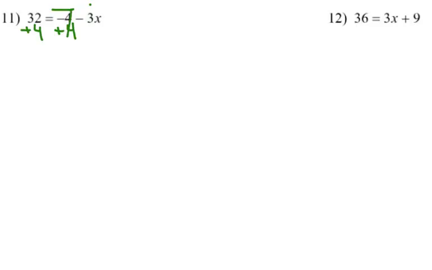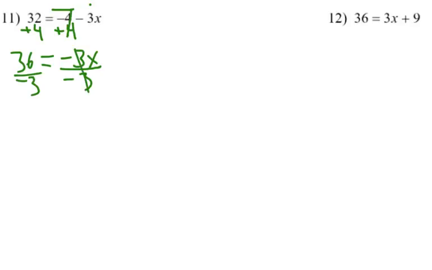Negative 4 plus 4, that's going to eliminate it and be 0. But we know that's not going to change anything, so we just put negative 3x. Then 32 plus 4 gives me 36. Now we can get rid of that negative 3. It's multiplying, so I think inverse, I think divide. So I'm going to divide by negative 3.